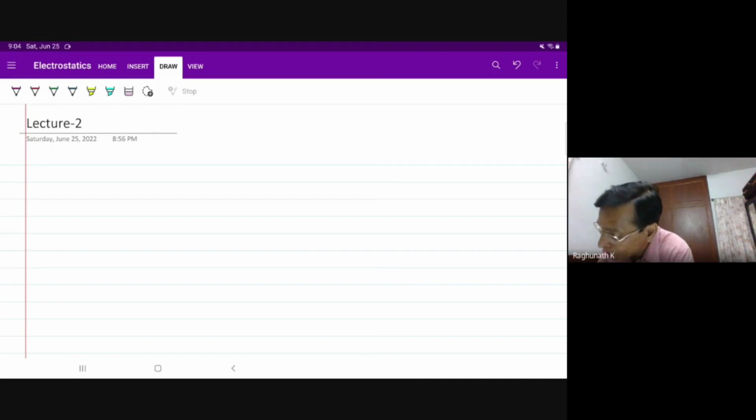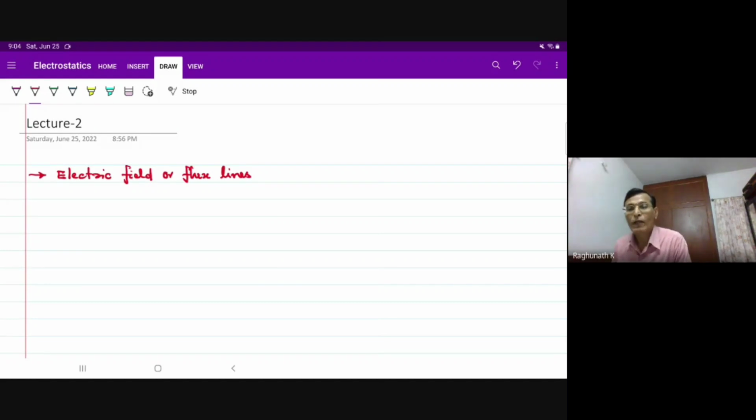So we stopped at something called electric field lines, right? Field or flux lines. They both have the same structure. When we sketch this field using these field lines, we get to know its structure. We'll be able to tell whether it is uniform or not, how it is behaving and all.